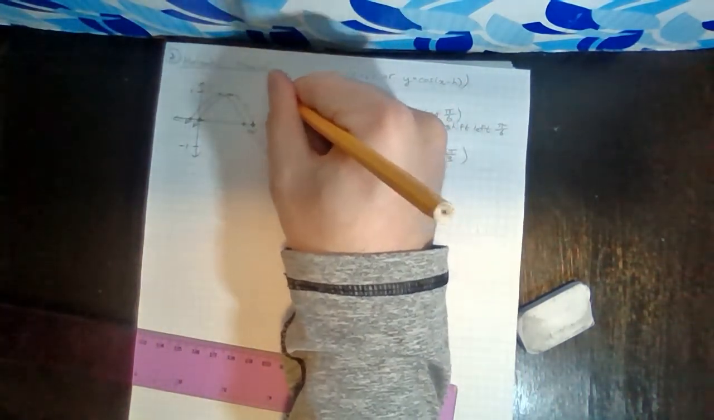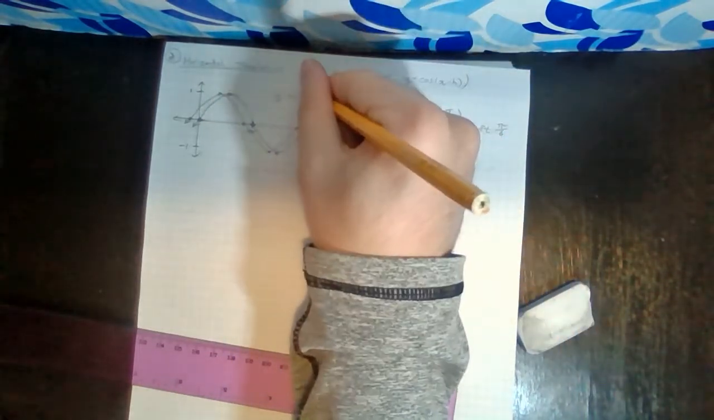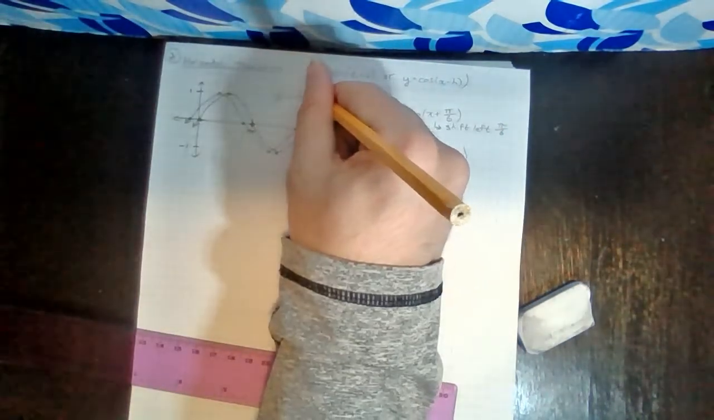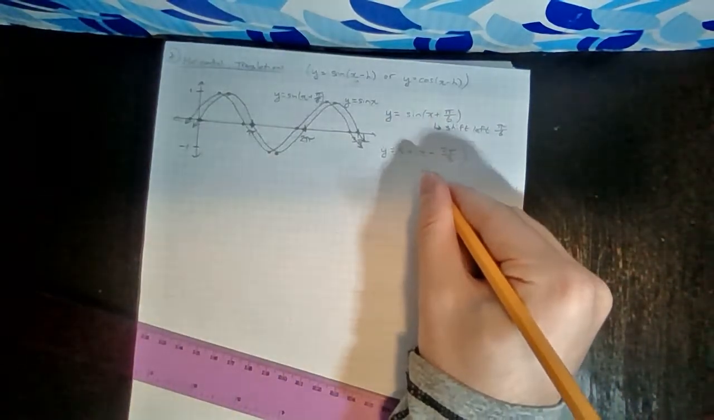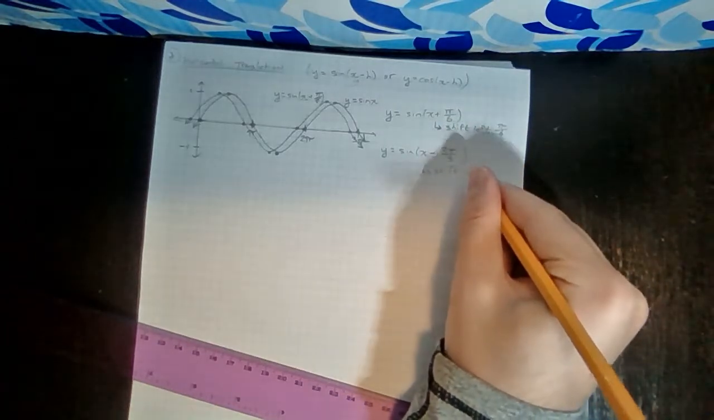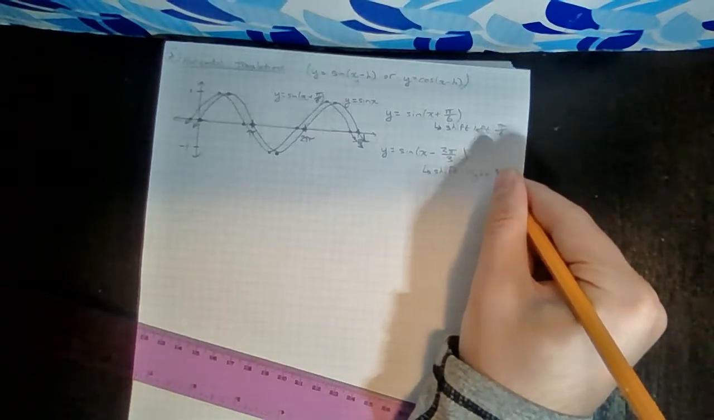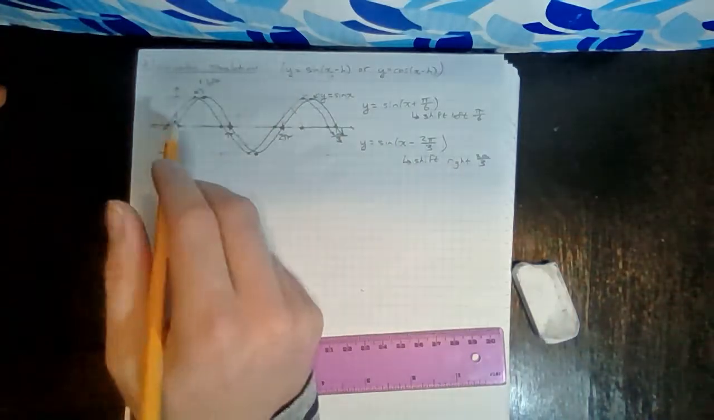So that is our sine of x plus pi over 6. So everything's shifted over to the left 1 unit. And when we have a negative, that's telling us we're shifting positive. We're shifting to the right 2 pi over 3.